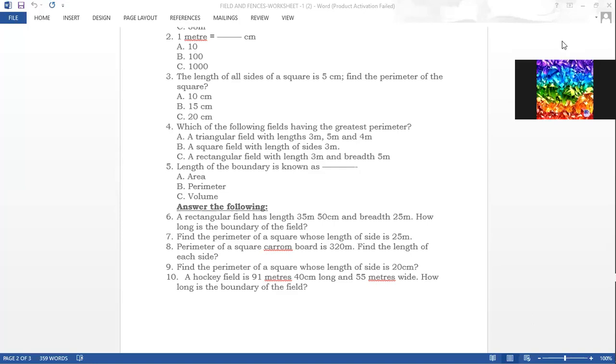This worksheet was already shared long back. Those of you who have not completed it can now get the solutions. This worksheet is very important. Sir, can you send again? It is already there in the group. Check the group. How many times do you want me to send this? Anyhow, I will send it once again.